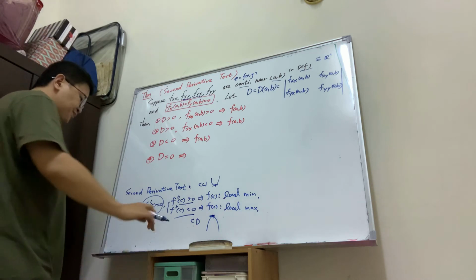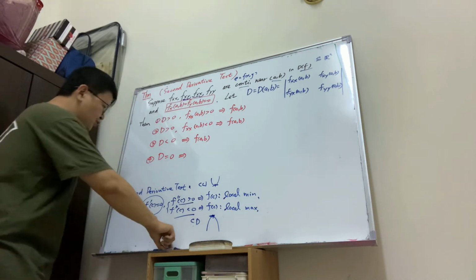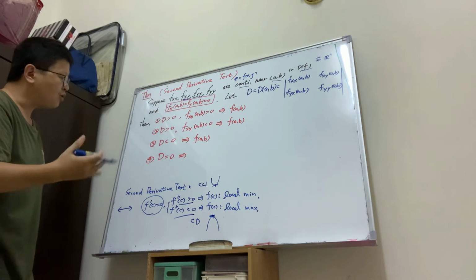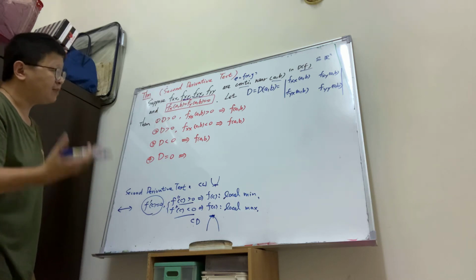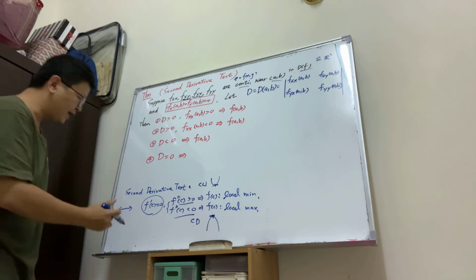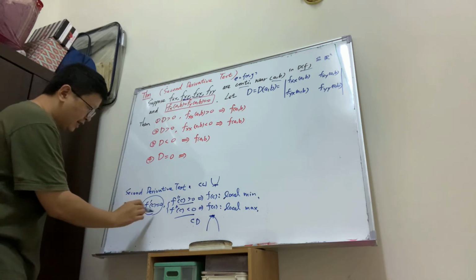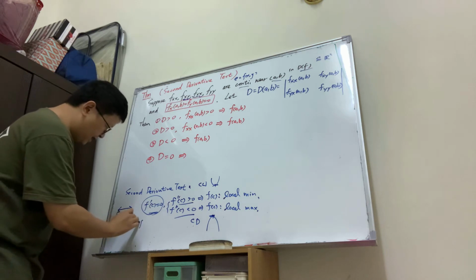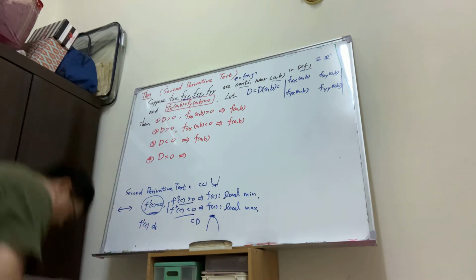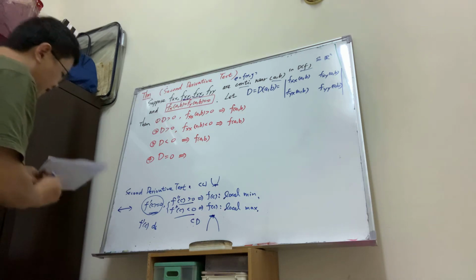Now, originally if it's a single variable function, then when we consider maxima and minima, we will focus on critical numbers. But for critical numbers, there are two cases. One is that the derivative is 0. Another one is that its derivative does not exist.